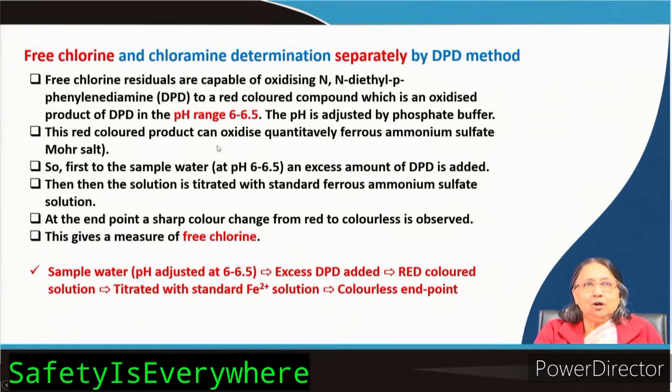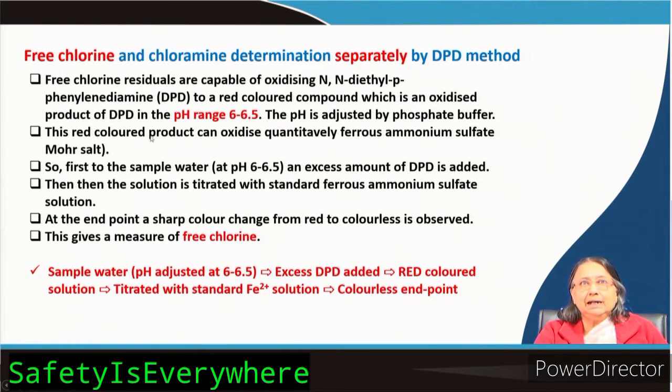Now, the red colored compound is produced. It is quantitative to the chlorine concentration. So, how much chlorine is there, that much oxidized DPD will be formed. Now, what will you do? This red colored product can quantitatively oxidize ferrous ammonium sulphate, which is also known as Mohr salt. Ferrous Fe2+ can go to Fe3+, right? So, it is oxidized.